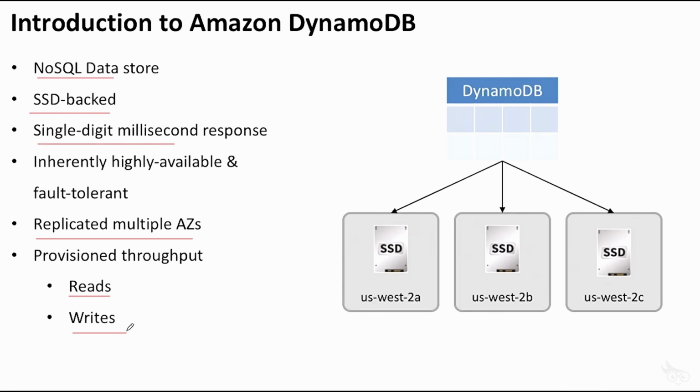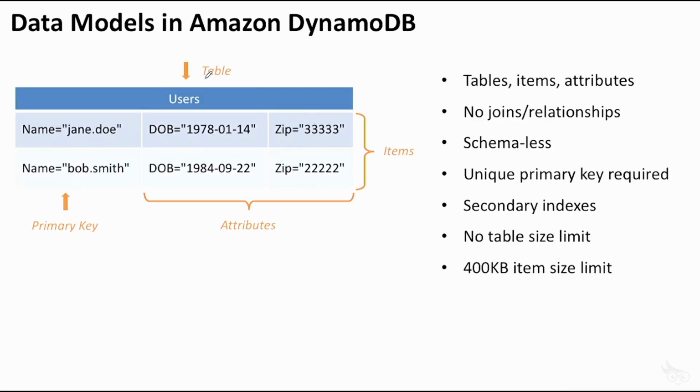As I mentioned, we will be creating tables within DynamoDB. Now, even though we're creating tables, it's important to know that there are no joins or relationships. Each table is completely independent. Tables are made up of items, and items are made up of attributes. You can see here that each row in this table is what we would call an item.